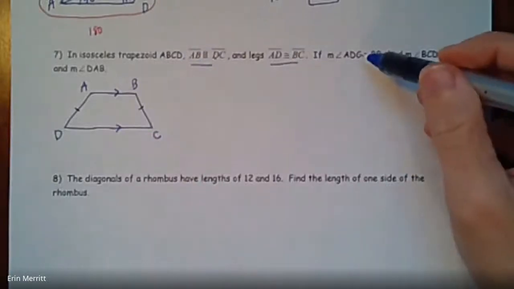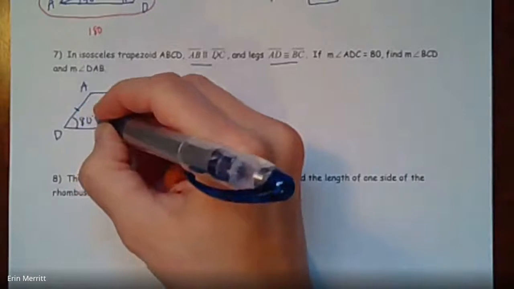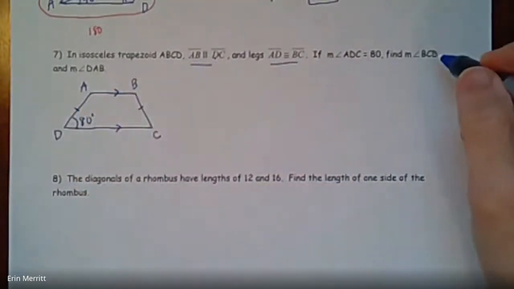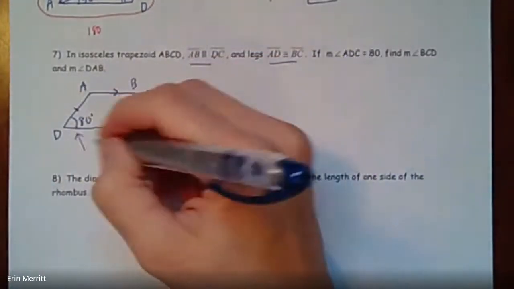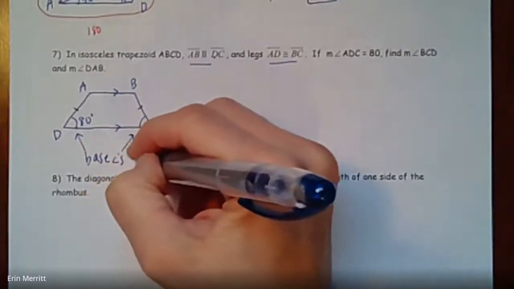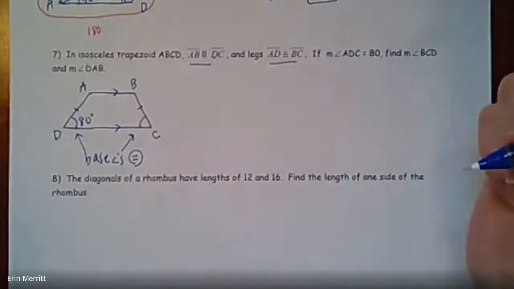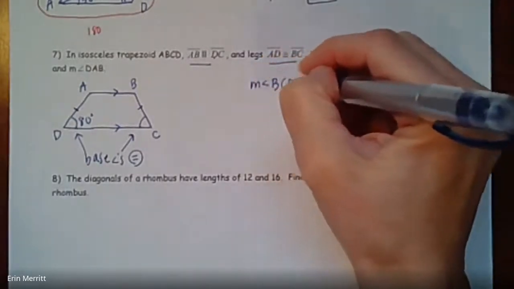All right, angle ADC. So ADC is 80. Find the measure of angle BCD. All right, so BCD is this guy right here. Well, in an isosceles trapezoid, the base angles are equal. So there's really nothing much to do for that first one. So the measure of BCD would just be 80 degrees as well.